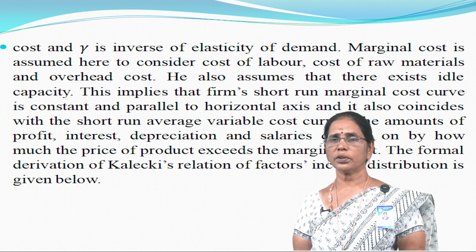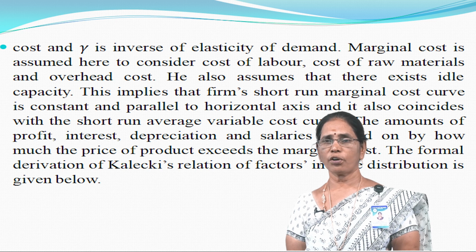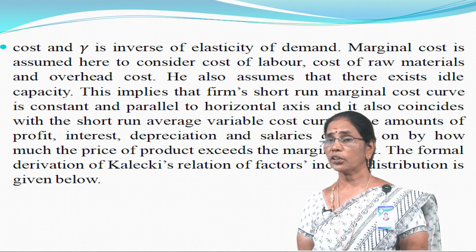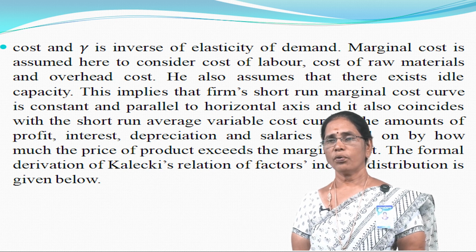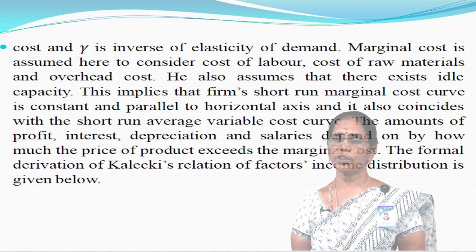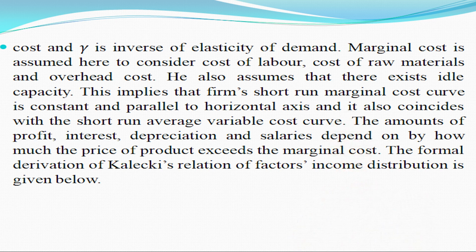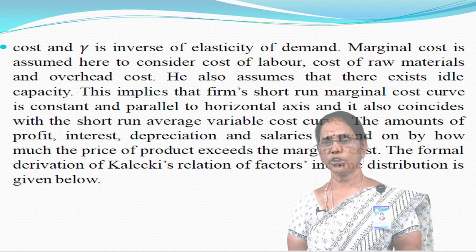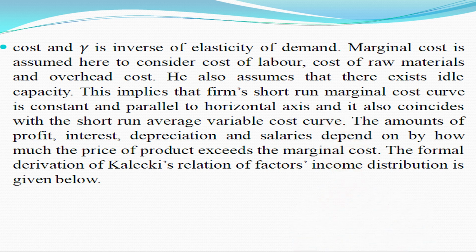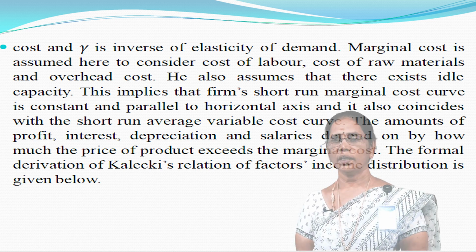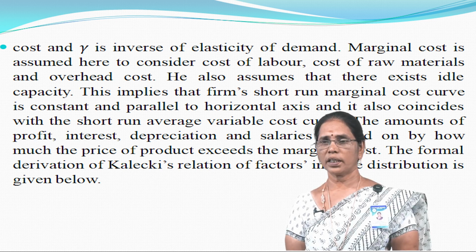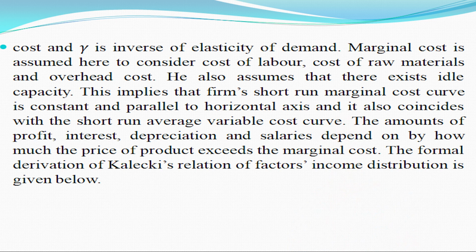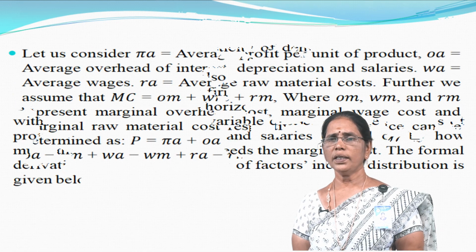Kalecki also assumes that there exists idle capacity. This implies that the firm's short-run marginal cost curve is constant and parallel to the horizontal axis, and it also coincides with the short-run average variable cost curve. The amount of profit, interest, depreciation and salaries depends on by how much the price of the product exceeds the marginal cost. The formal derivation of Kalecki's relations of factor income distribution is given below.